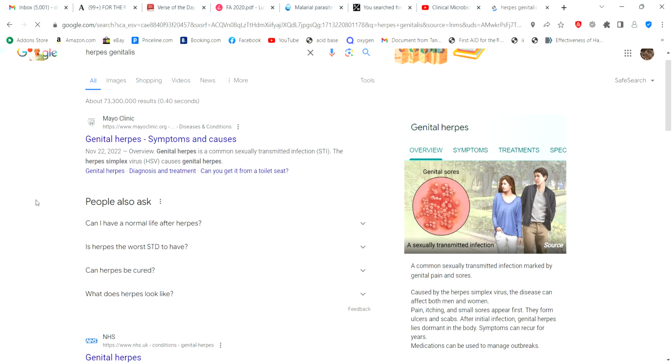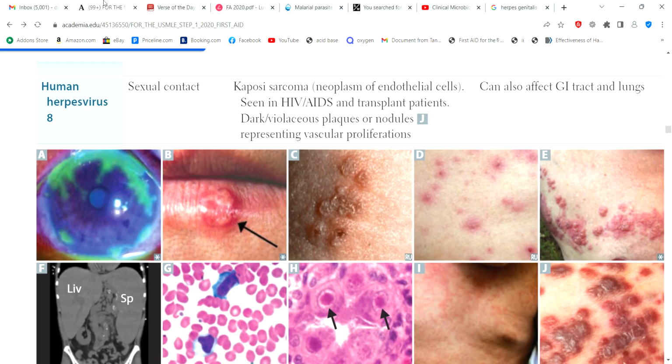It's genital sores caused by HSV2. Now it can also cause neonatal herpes. There's painful inguinal lymphadenopathy.